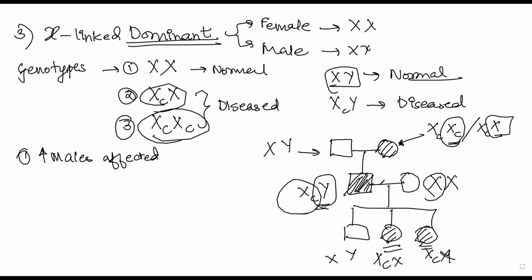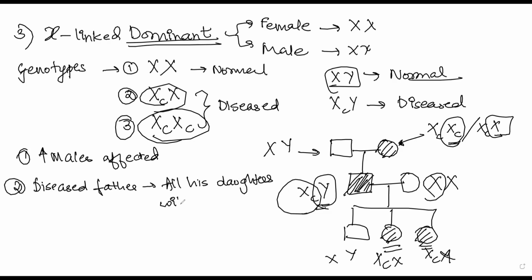The conclusion is, look, if you have a diseased father, an affected father, all his daughters will be affected. All the daughters will be affected. Look right here, you'll see that this father was completely affected. Therefore, all his daughters were also affected. So this is a trademark of X-linked dominant, that if the father is diseased, he passes on the disease to all the daughters.